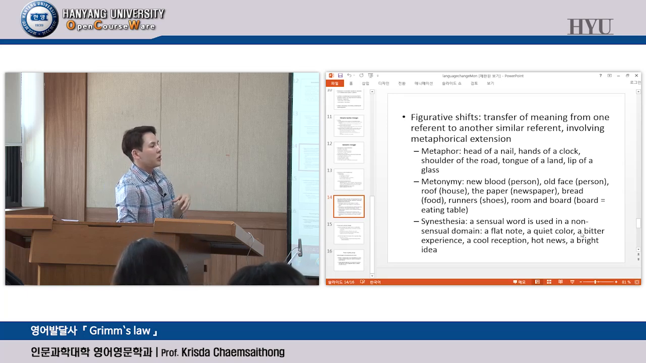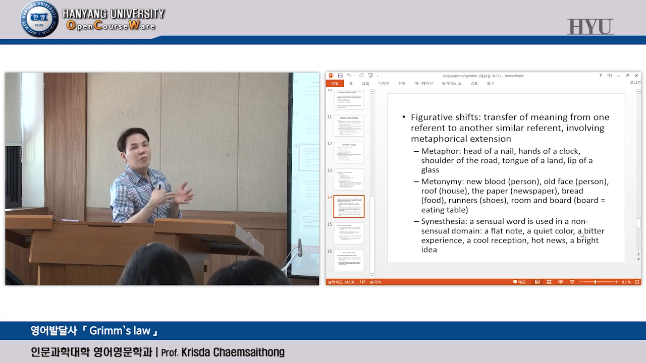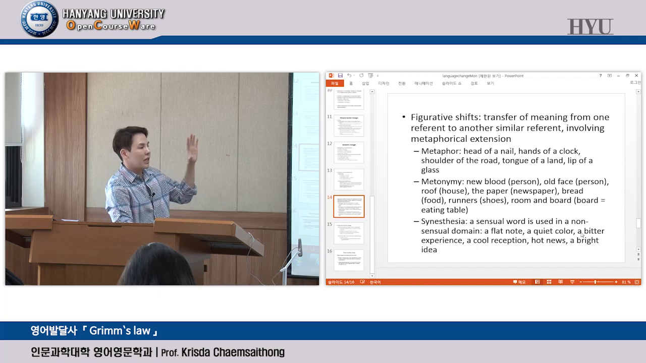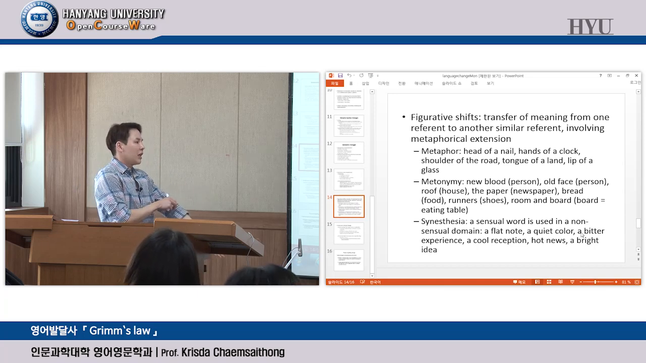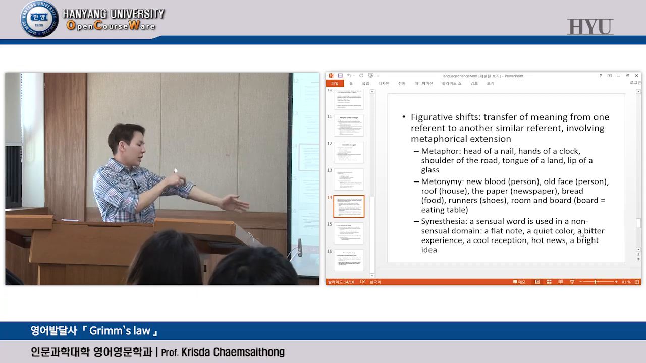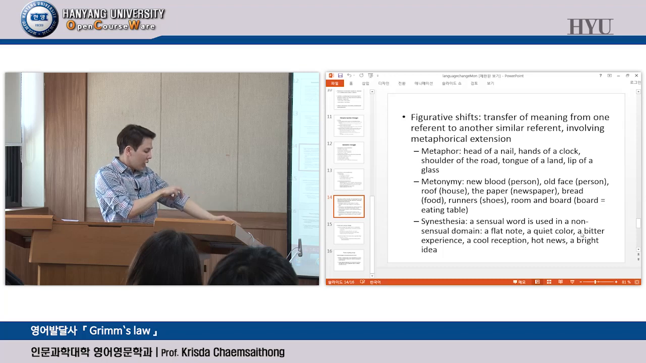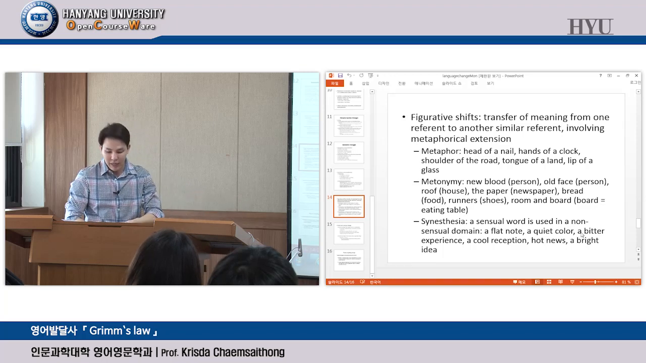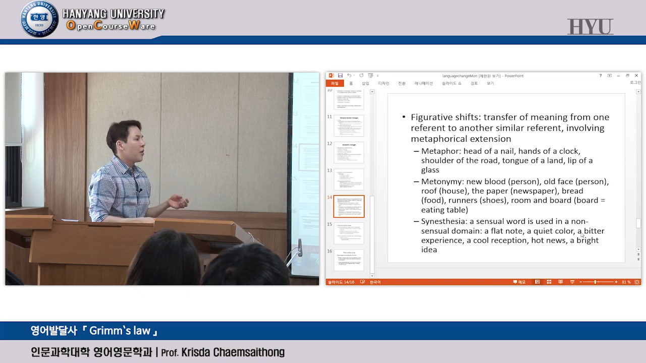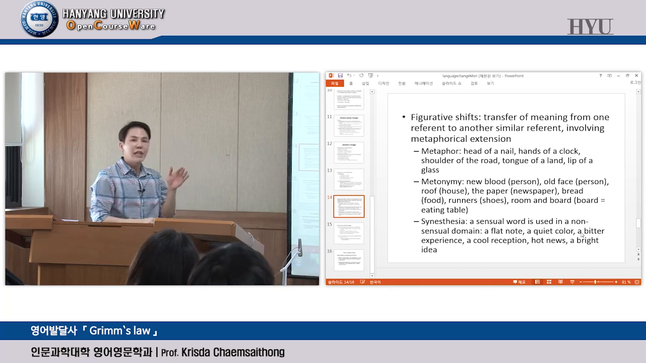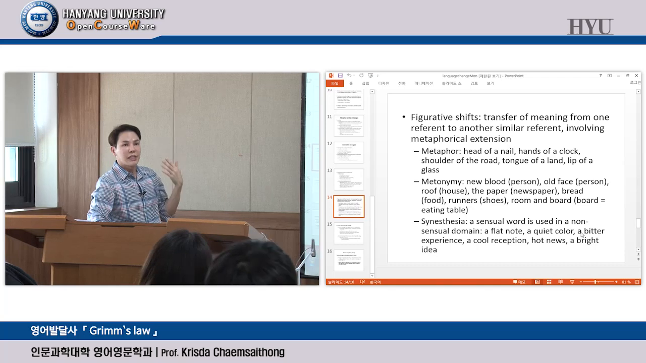Hot news that needs attention like that. Bright idea, how could an idea be bright, right? But this is the sense of seeing, right? So bright idea means something that's good, right? Something that's new, something that is illuminating, something that's shockingly good, like that. Okay, so this one is also a figurative shift, right? But for senses only, for the five senses only.